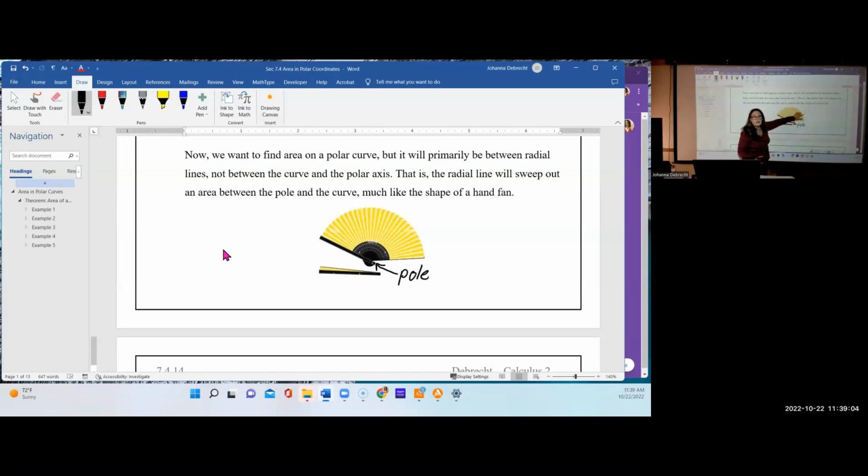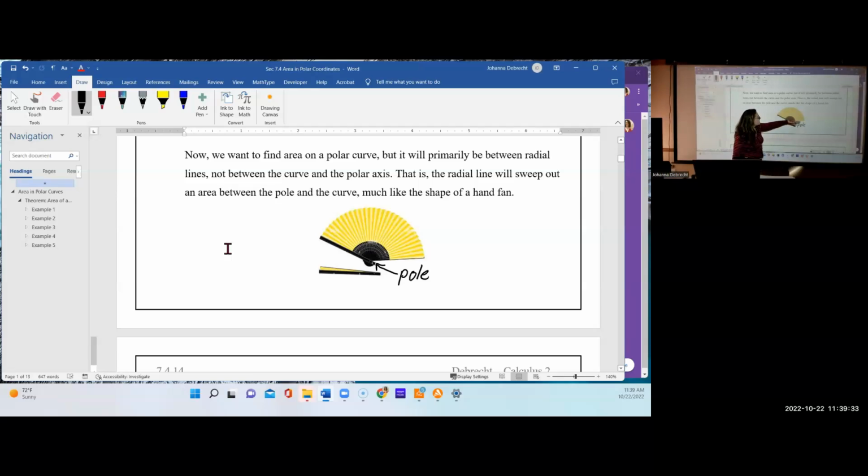Ours is not going to follow the edge of a circle. It's going to follow the polar curve. So we're going to have this curved edge be along the polar curve, but it's going to produce two radial lines extending from the pole, and we're going to get the area all the way back to the pole. Now, we may not want all the area back to the pole, so we'll have to figure out ways of taking that area out, as we saw in example 5.